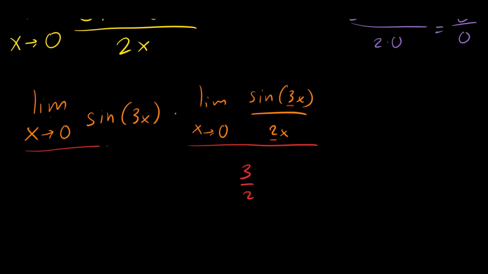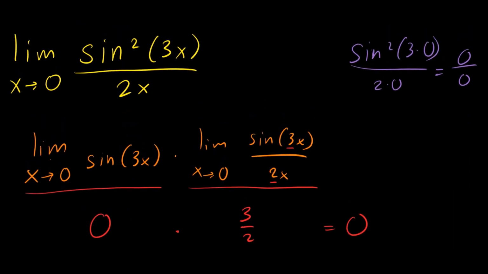And then this limit right here, well, we just plug in the 0 into sine of 3x. Sine of 3 times 0 is sine of 0, and that's just 0. So we have a 0 times 3 over 2, which is just equal to 0, and therefore our original limit is just equal to 0.